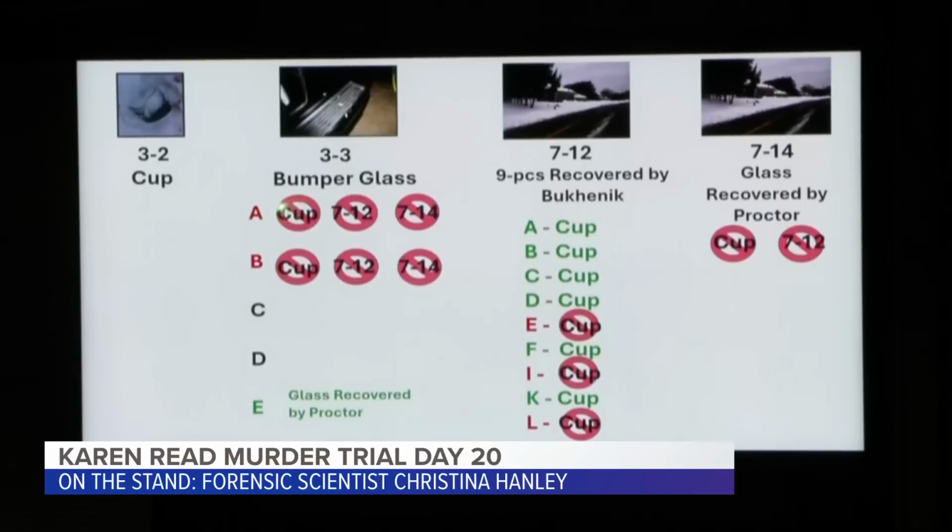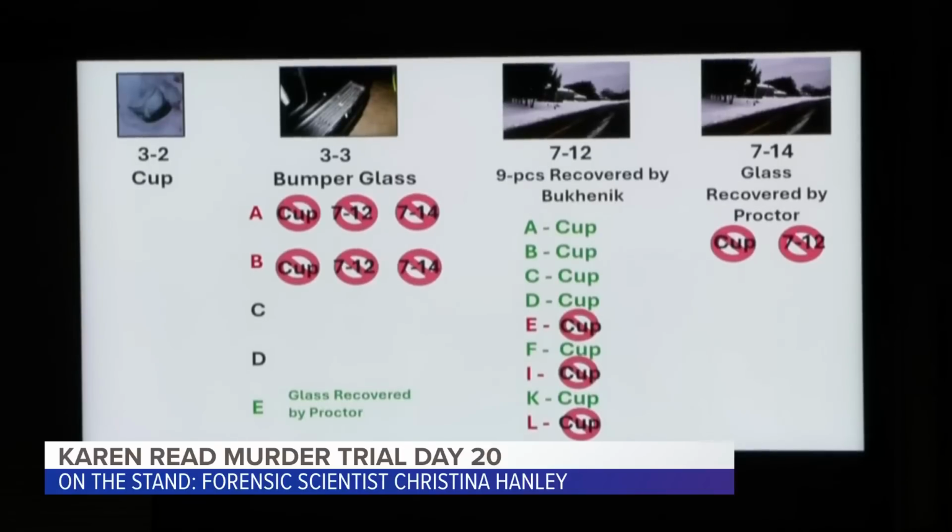Piece A did not match the cup, anything in 712 or anything in 714, correct? That's correct. Piece B did not match the cup, did not match anything in 712, did not match anything in 714, correct? That's correct. And moving over to category 3, there were some matches in these 9 items, 6 of them, A, B, C, D, F, and K, correct?